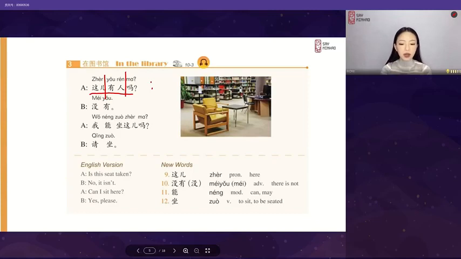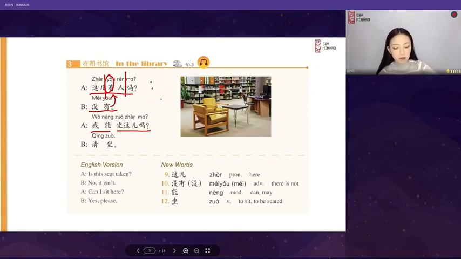这儿有人吗? Is anybody here? 有 is expressing the existence of something. And 没有, we just learned, there is not. It is the negative form of 有. Okay, so for 有, the negative form is 没有, it's not 不有, it's 没有. Next sentence, 我能坐这儿吗? 我能坐这儿吗? Can I sit here?